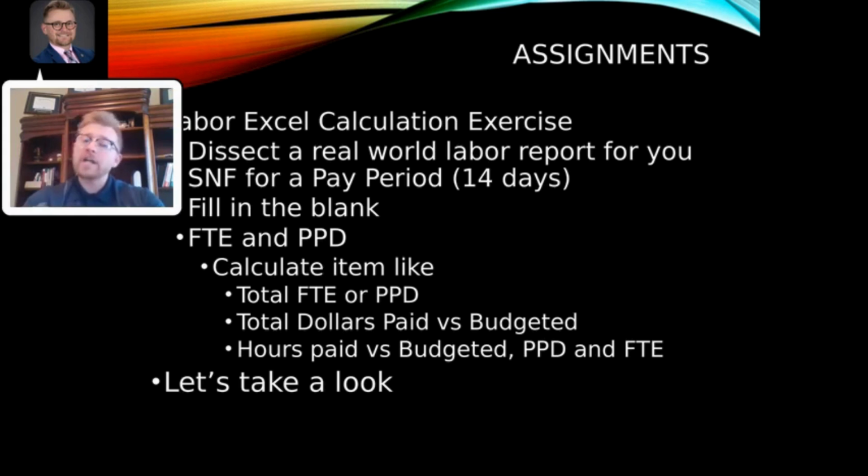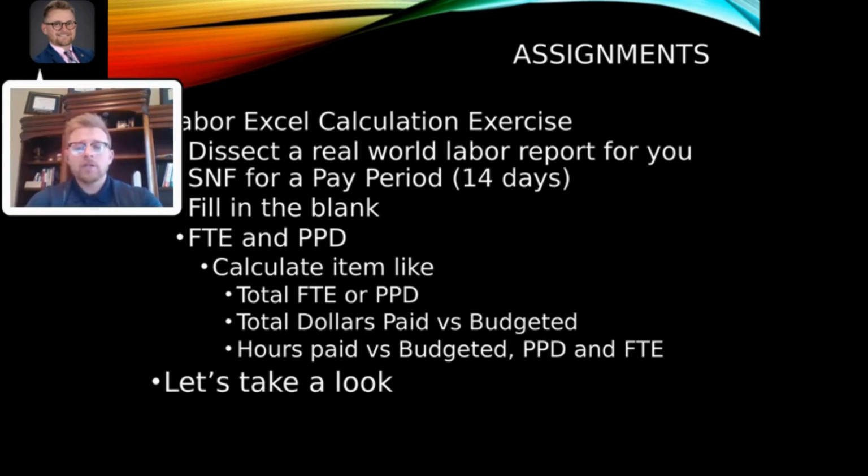In the real world, not in this example, overtime and benefits play a significant role in managing your labor. So in this Excel handout, you will calculate the FTEs needed based upon the FTE budget. You will calculate the PPD based upon the PPD budget, the hours that you actually ran versus the hours budgeted. Same with dollars, the dollars that were paid out to your staff versus dollars budgeted.